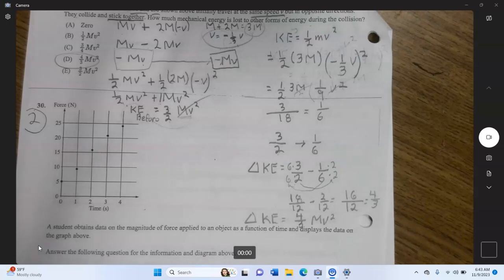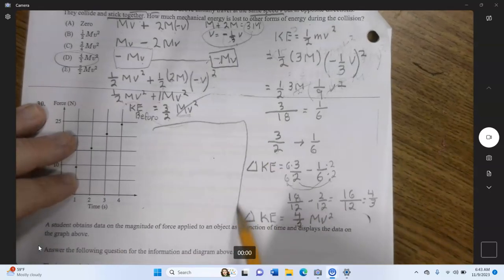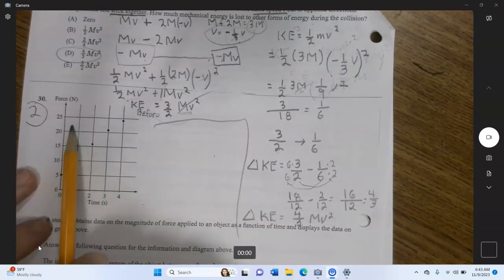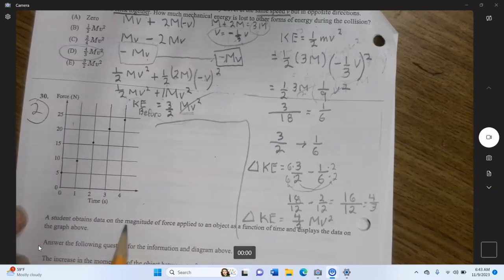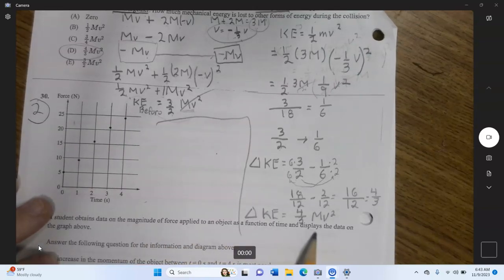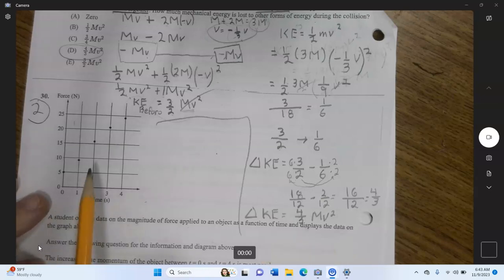Okay, I didn't leave myself much space for the next problem, so I'm going to draw a box like this. All right, so the question is, a student obtains data on the magnitude, that means the number, the amount of force applied to an object as a function of time, and displays the data on the graph above.